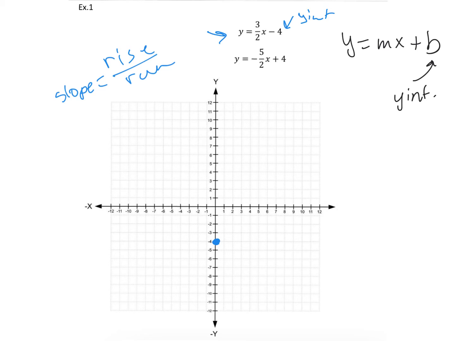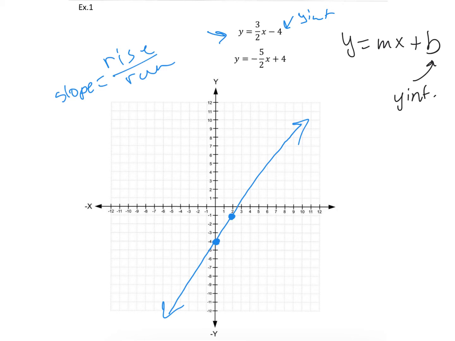to go up and over. So I'm going to go up 3 over 2 because it's positive. 1, 2, 3, 1, 2. So I have a point right here. You then draw as straight of a line as you can, making sure to use a ruler. Kind of extend it all the way through. It's going to be kind of hard for me on my iPad, so I'm going to try the best I can.